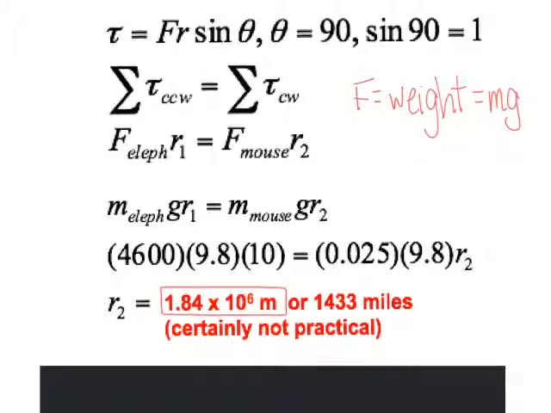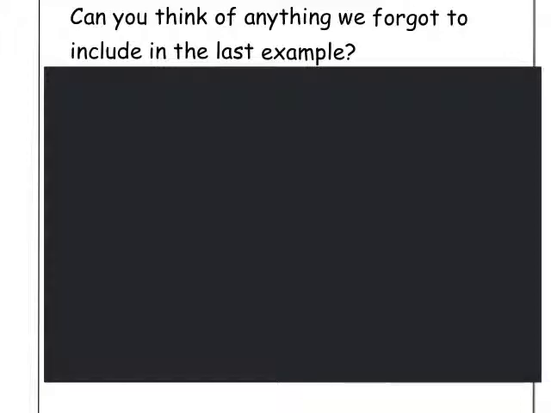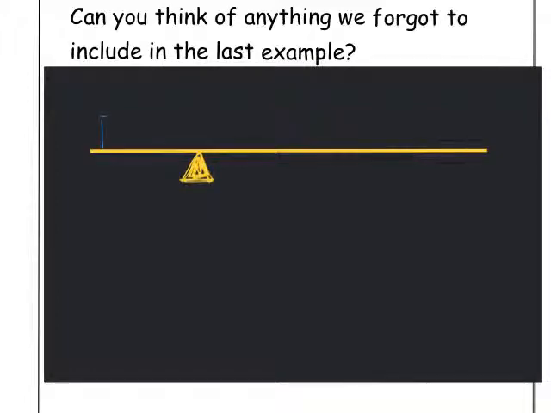Now, I know that was an extreme example, so we are going to have other examples to balance this out and make the scenario a little bit more practical. Now, I did pose this question to you. Can you think of anything we forgot to include in that last example? Remember, in that last example, we had the elephant 10 meters out, and then that little teeny mouse way, way, way far out, 10 to the 6th meters away.